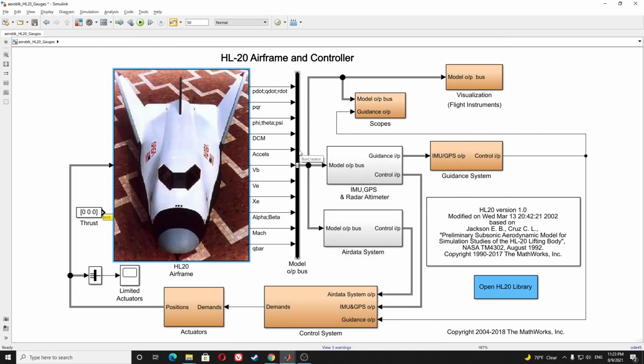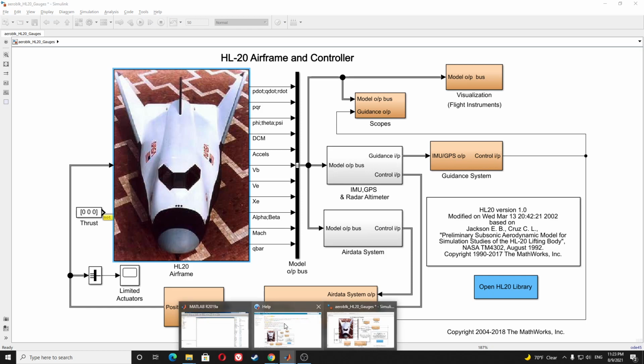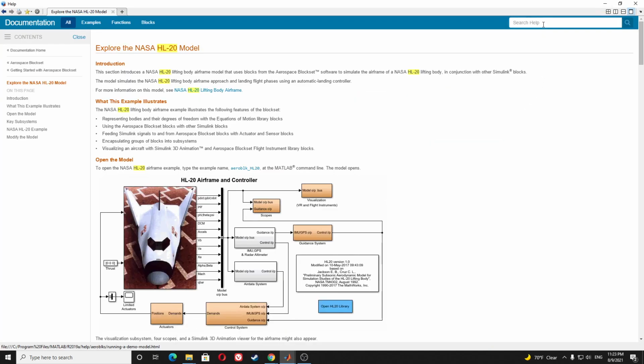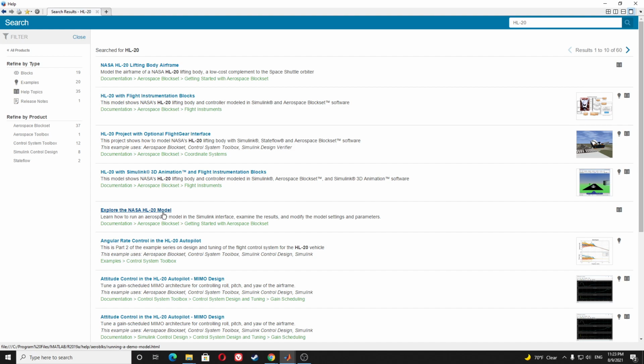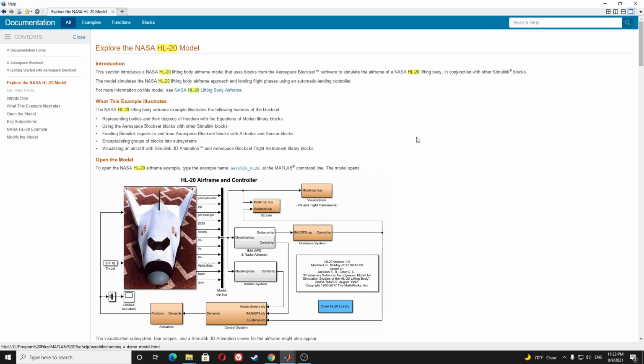Hello to all. Today I'm going to show you how you can implement the propulsion block into your model. Today we will use the HL20 airframe and the controller model. It's a standard model. You can find it in the help module on MATLAB. If you write HL20, you can find the NASA HL20 model. It's a very basic model, but a very informative model.